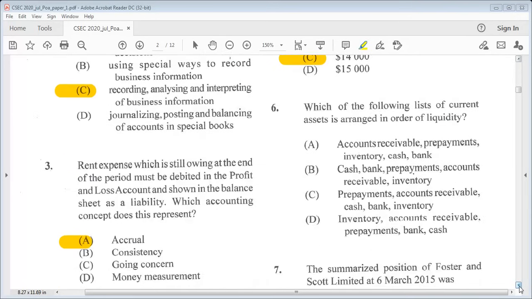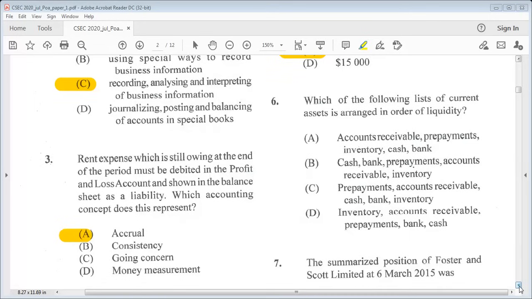Let's go on to number 6. Which of the following list of current assets is arranged in order of liquidity? We have A, accounts receivable, then prepayments, then inventory, cash, bank. B, cash, bank, prepayments, accounts receivable, inventory. C, prepayments, accounts receivable, cash, bank, inventory. Or D, inventory, accounts receivable, prepayments, bank, cash.